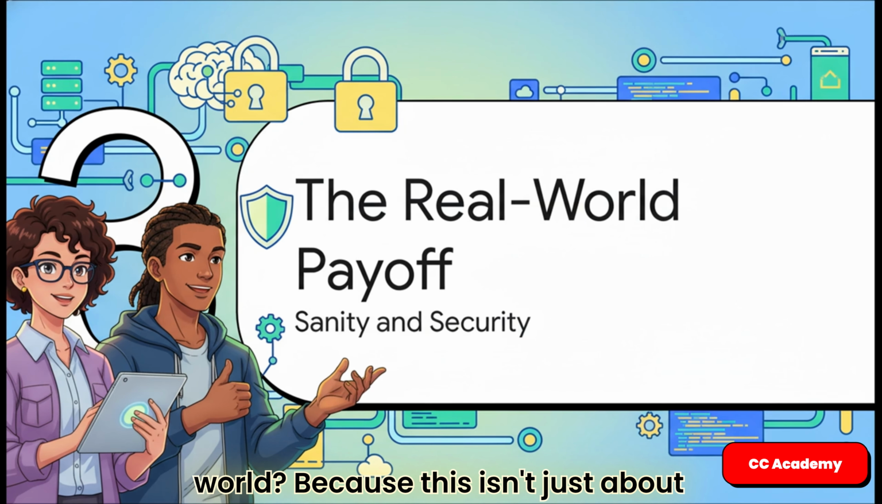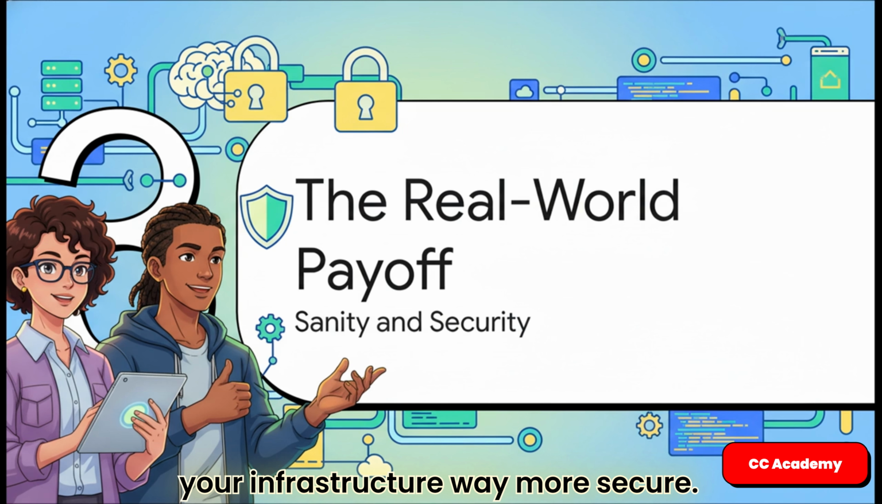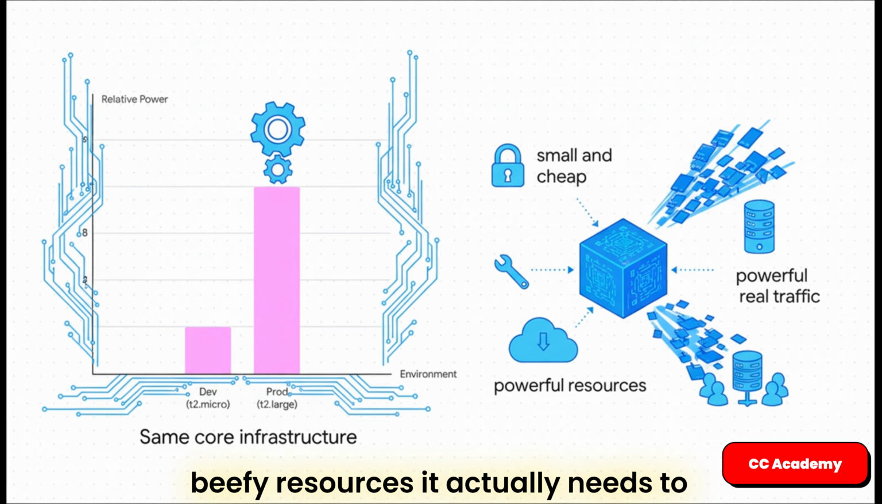So how does this all add up in the real world? Because this isn't just about writing cleaner code, it's about making your life a whole lot easier and making your infrastructure way more secure. This chart just says it all, doesn't it? By changing just one little variable, our dev environment stays small and cheap, which is perfect for testing. At the same time, our production environment gets the beefy resources it actually needs to handle real traffic. It's the same core infrastructure, just at a different scale, all thanks to that one module.